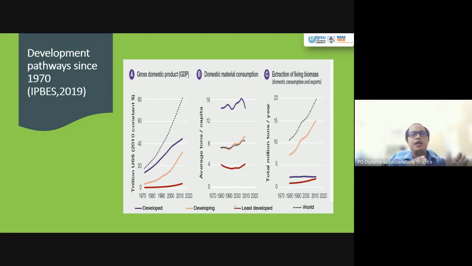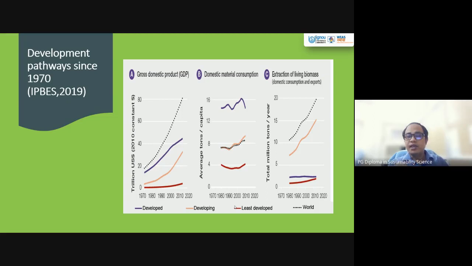If you look, our understanding is that after industrialization, more importantly after the 1970s, the extinction rate and degradation rate are increasing at a very high rate. So this IPBES report studies from the 1970s. Looking at gross domestic product here, from 1970 GDP is increasing at a very high rate. In the same way, domestic material consumption of different countries: developed, developing, least developed.